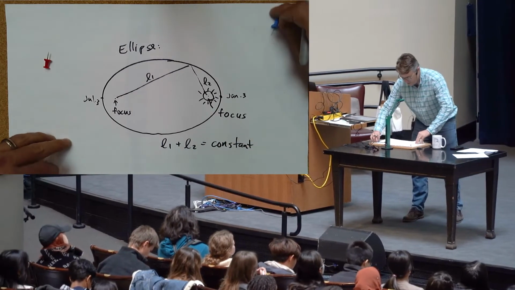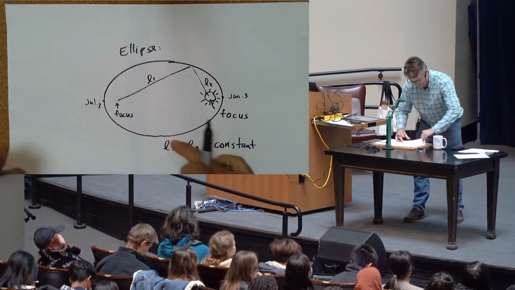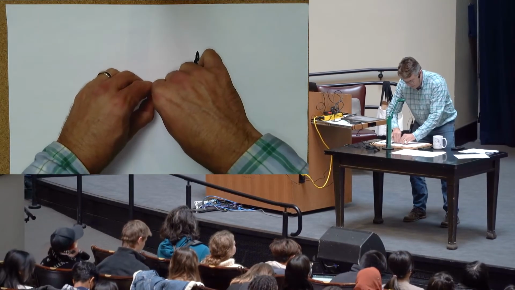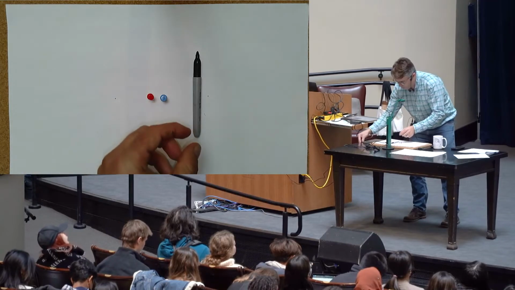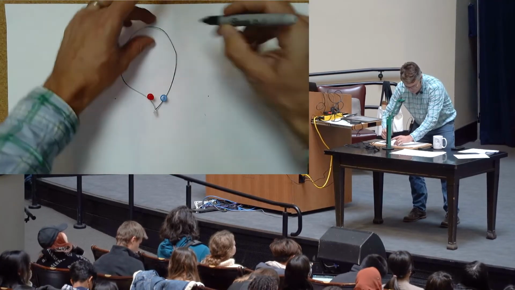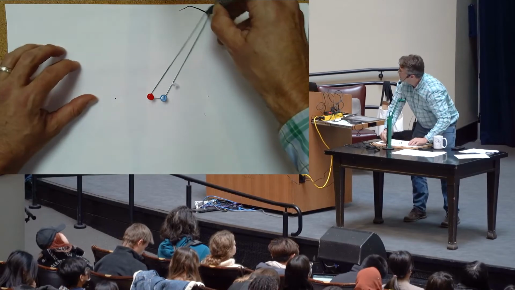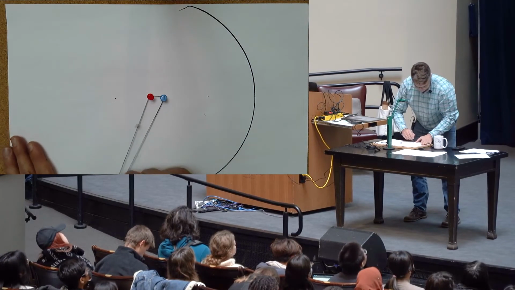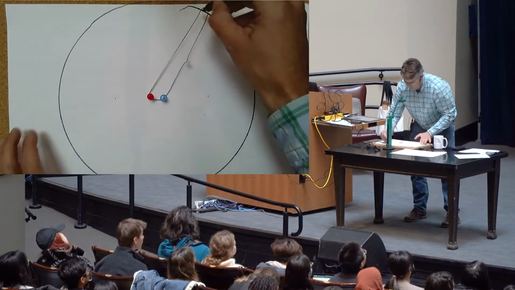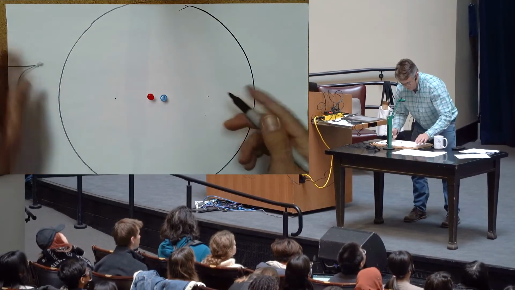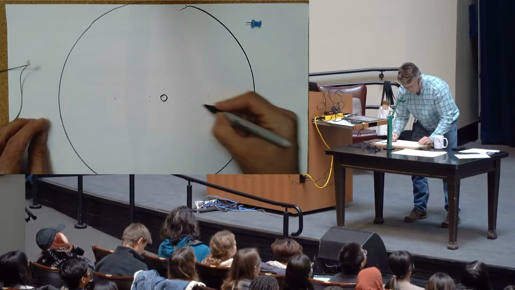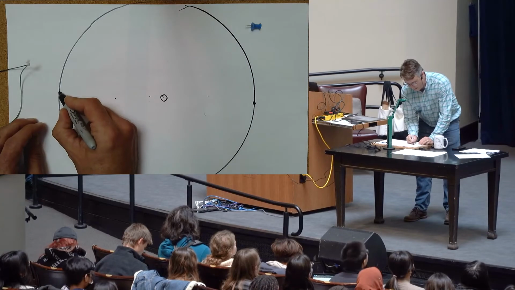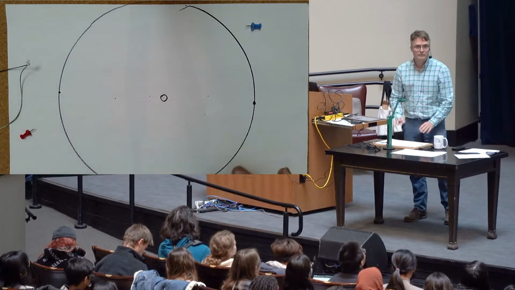Let's do another one. If you were to put the tacks really close together, then you get an ellipse that looks almost circular. And this is much more to scale of what most planetary orbits look like. And that's the case of the Earth. There's the sun. It's only a little bit closer in January than it is farther in July. It's about a 10% difference.